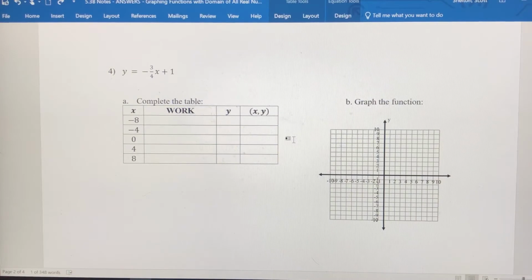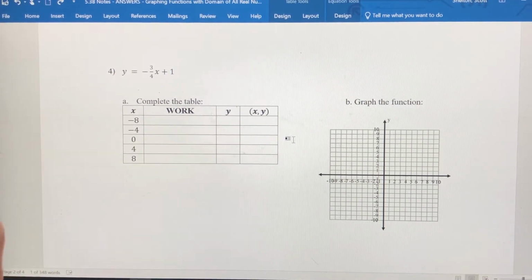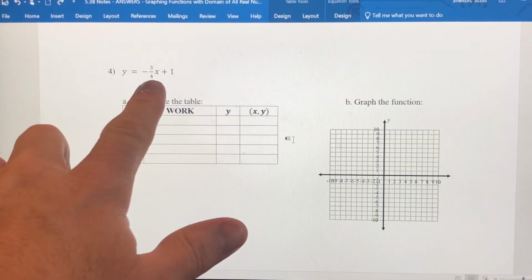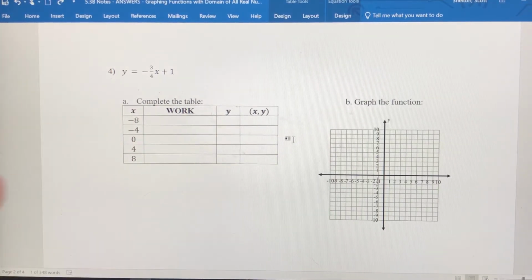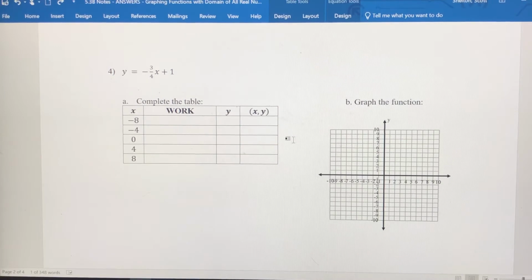All right, so the function in number 4 is y equals -3/4 x plus 1. Again, I've used multiples of 4 as my x-coordinates here because my denominator is 4. That's going to allow my y values that I end up with to be integers instead of fractions. So whenever possible, we want to eliminate fractions.